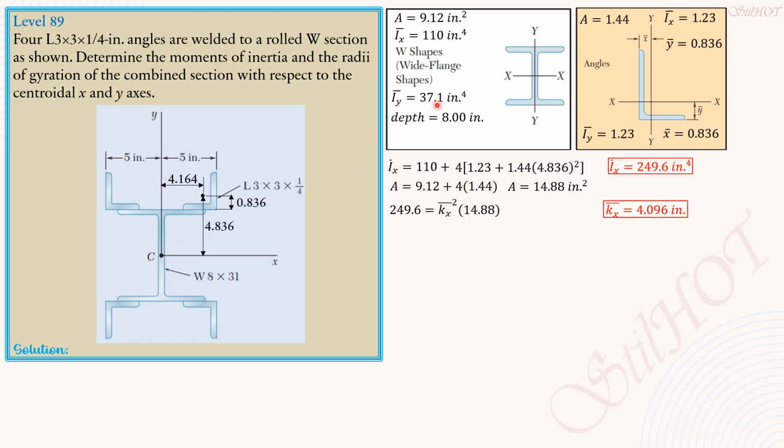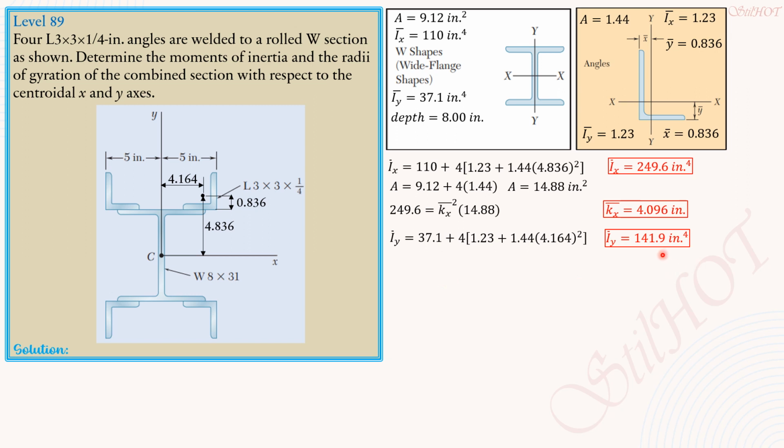Then for moment of inertia with respect to the y-axis, this is also the centroidal y-axis of the wide flange, so it is 37.1. Then we transfer the centroidal moment of inertia with respect to the y-axis of each of the angles to this y-axis here. So plus 4 times quantity 1.23 plus area 1.44, distance 4.164 square. So I barred y equals 37.1 plus 4 times quantity 1.23 plus area 1.44, distance 4.164 square. I barred y therefore is equal to 141.9 inches to the fourth.